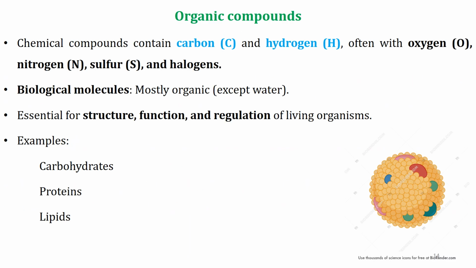Organic compounds contain carbon and hydrogen, often with elements like oxygen, nitrogen, sulfur, and halogens. They make up most biological molecules essential for structure, function, and regulation in living organisms. Examples include carbohydrates, proteins, and lipids.